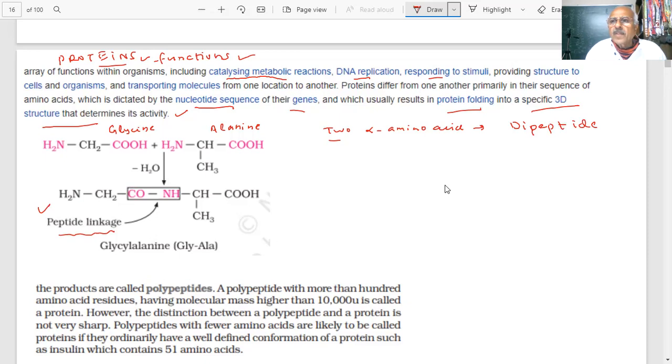How many peptide bonds are there in a dipeptide? One peptide bond. One peptide bond. Because a question was put up like this.